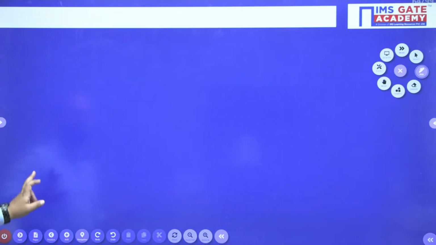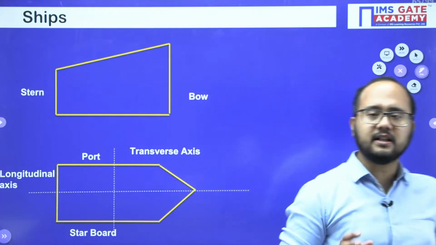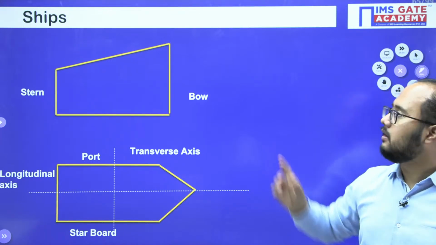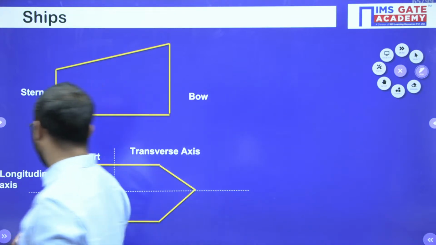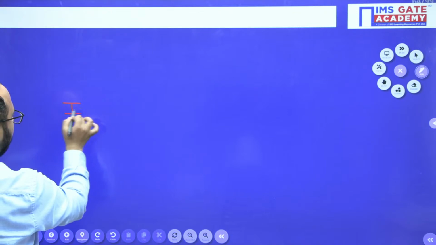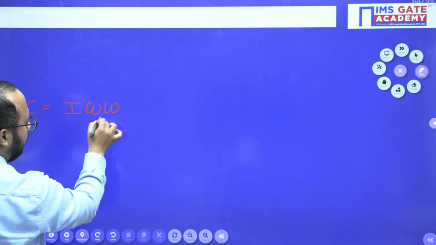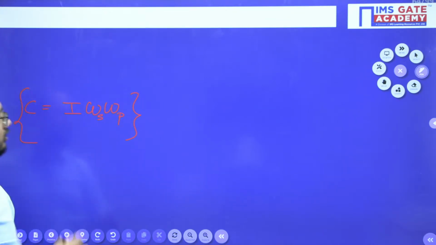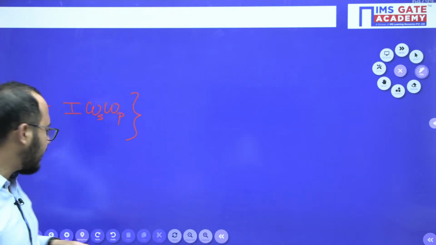So now moving on to the next part, like ships. See, in ships, some basic terminologies we should remember. Otherwise, we will not be able to solve the problem of gyroscope from the ships part. But before that, you should understand what is the formula of the gyroscopic couple, right? Gyroscopic couple formula is I omega_s omega_p. This formula you should remember. Omega S is the omega of spin. Omega P is the precession angular velocity.